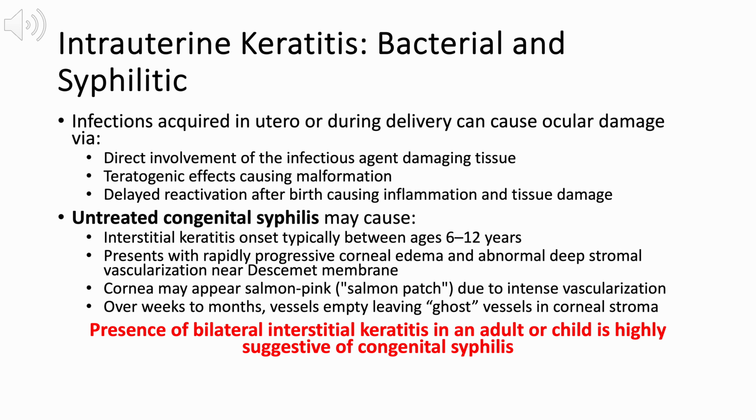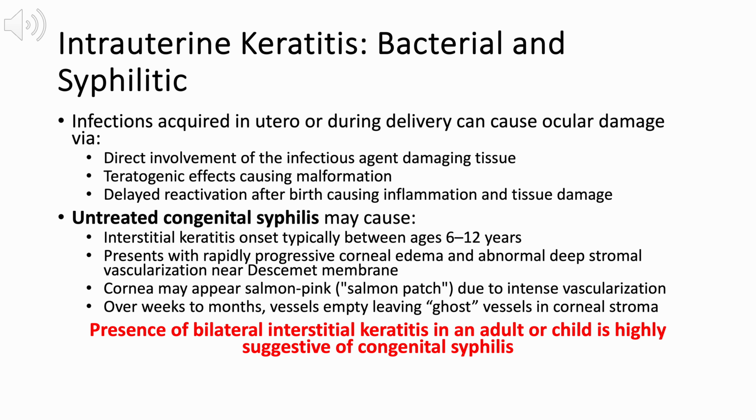First, neonatal intrauterine keratitis refers to corneal inflammation and damage caused by infections acquired during pregnancy or delivery. These infections can harm ocular tissues via three mechanisms: directly through the infectious agent, via teratogenic effects that cause structural malformations, or through delayed postnatal reactivation leading to inflammation and further damage.